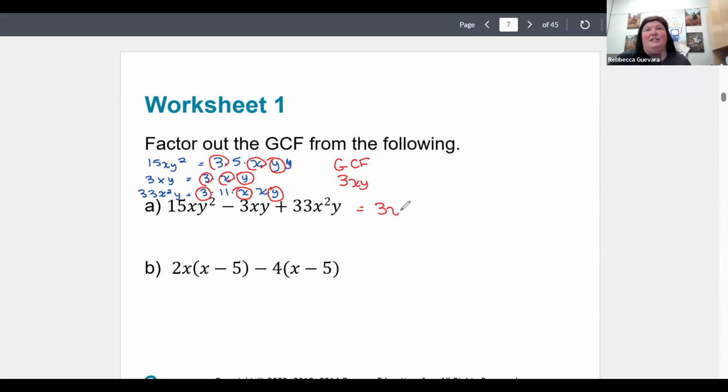So if I pull out that GCF, I take 15xy squared and I divide out my 3xy, I'm just going to be left with 5y. If I take 3xy and I divide it by 3xy, the only thing that's going to be left over is 1. So I'm just taking out that greatest common factor. If I have 33x squared y and I divide that by 3xy, I'm just going to be left with 11x.